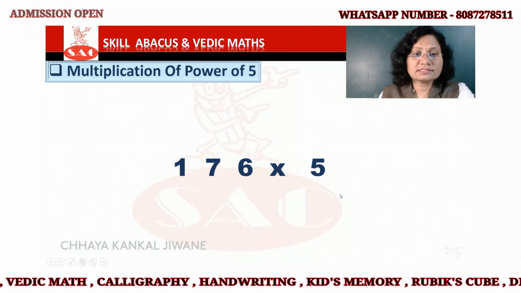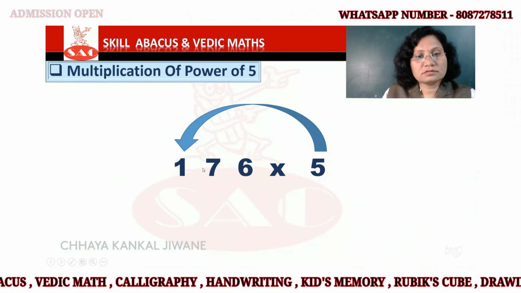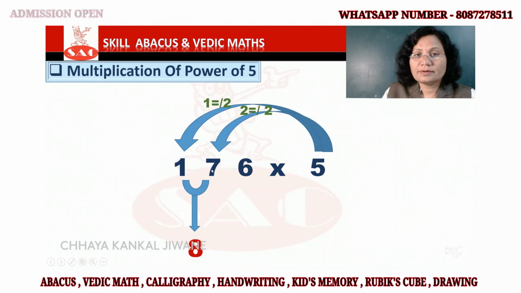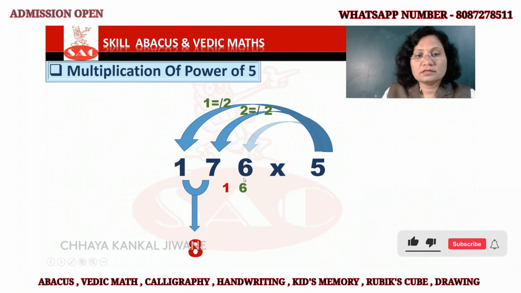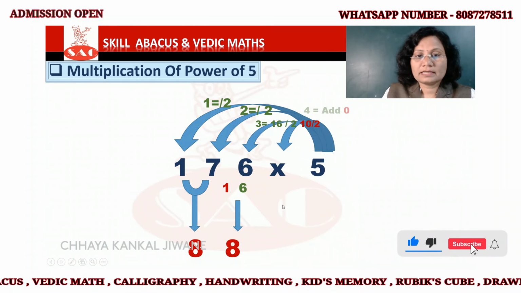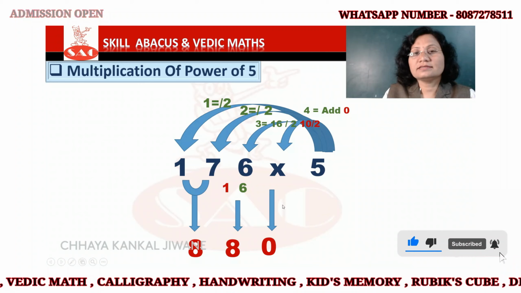Now see the next example. Divided by 2 means 8 2's are 16. One remainder here. So 16. So again 8 2's are 16 and then 0. 0 as it is. 880 is the answer.